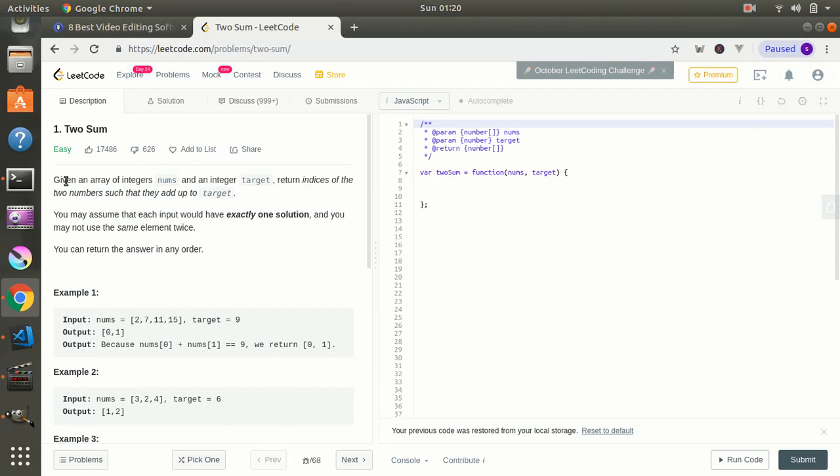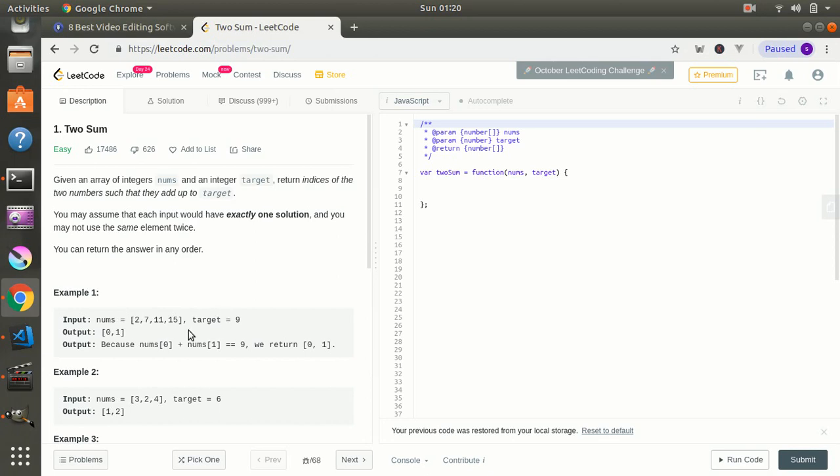It reads as follows. Given an array of integers nums and an integer target, return indices of the two numbers such that they add up to target. You may assume that each input would have exactly one solution, and you may not use the same element twice. You can return the answer in any order. Let's take a look at the example here.